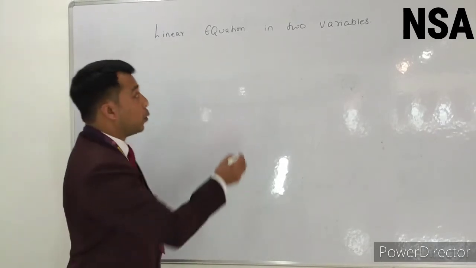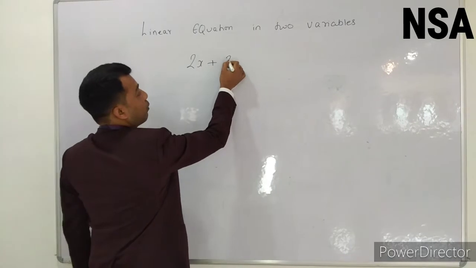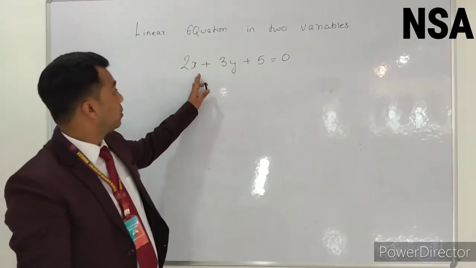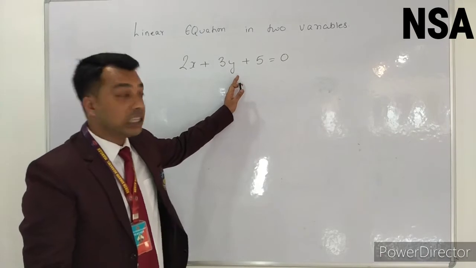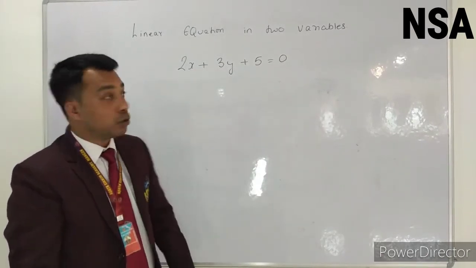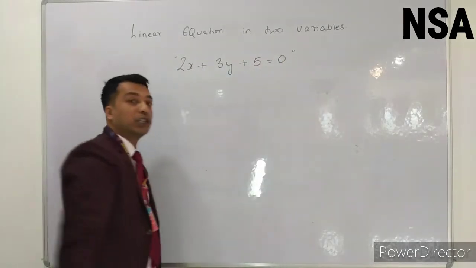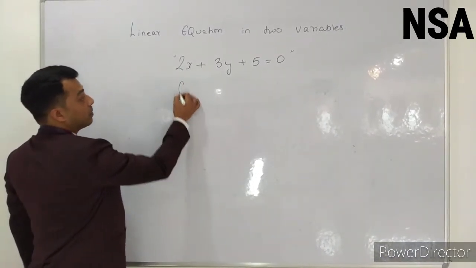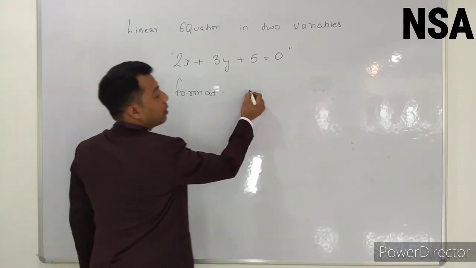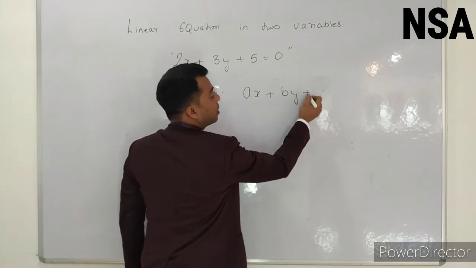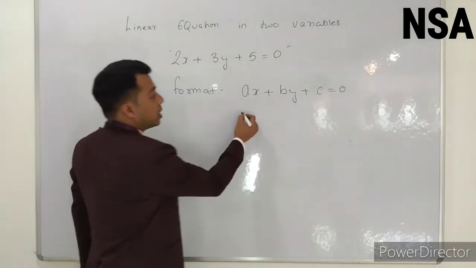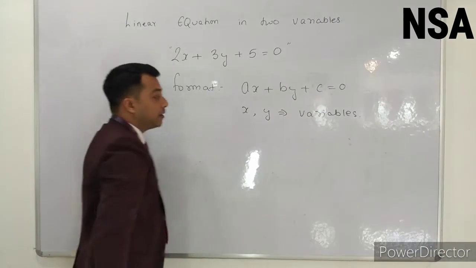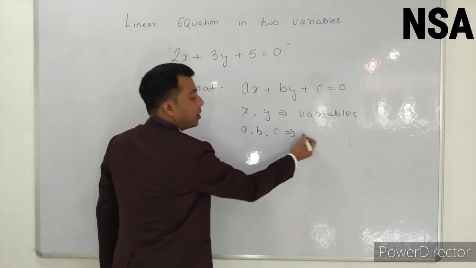Like, for example, 2x plus 3y plus 5 equals 0, where I have used two variables, one is x and the other is y, and the highest power of the variable is 1. So this is considered a linear equation in two variables. Any equation basically has a format. The format for the linear equation is ax plus by plus c equals 0, where x and y are your two variables, and a, b, c are real numbers.